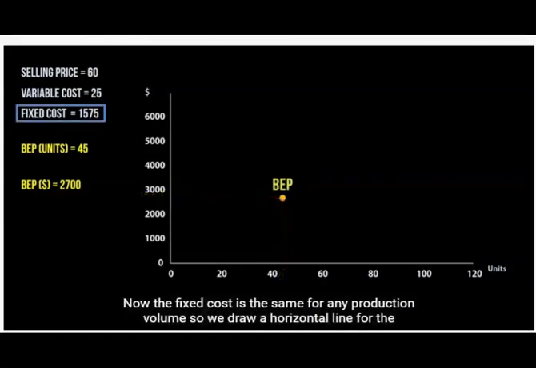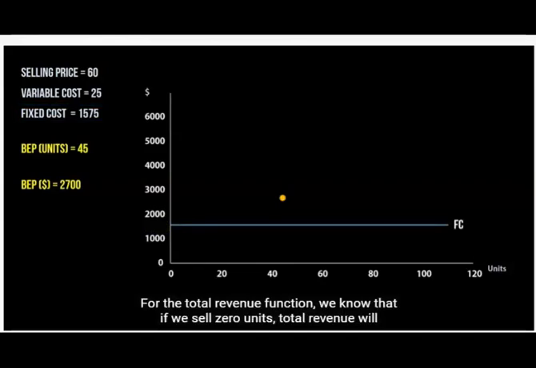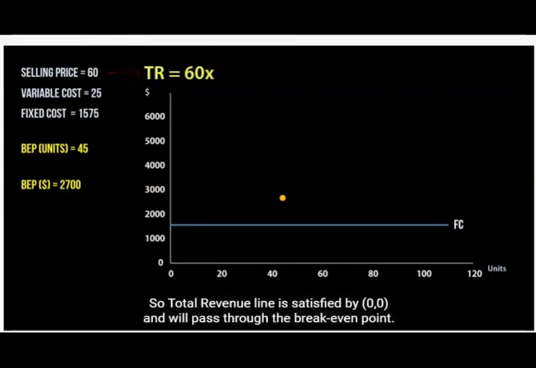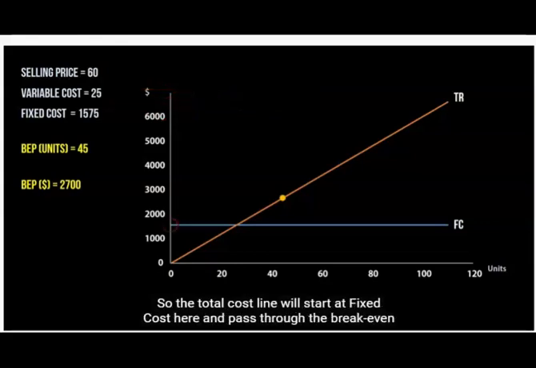Now the fixed cost is the same for any volume of production, so we draw a horizontal line for fixed cost here at 1575. For the total revenue function, we know that if we sell 0 units, total revenue will be 0. So the total revenue line is satisfied by 0, 0, and we pass through the break-even point. For total cost, when 0 units is purchased, then total cost equals fixed cost. So the total cost line will start at fixed cost here and pass through the break-even point.